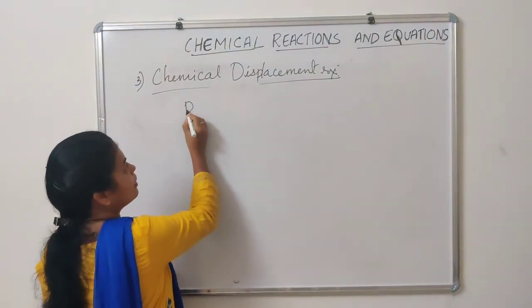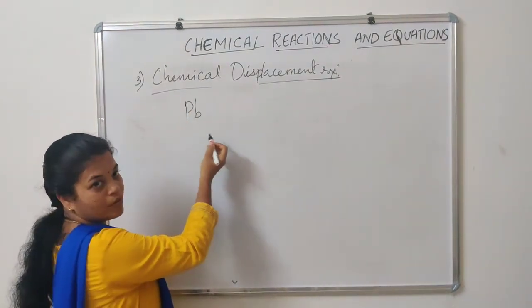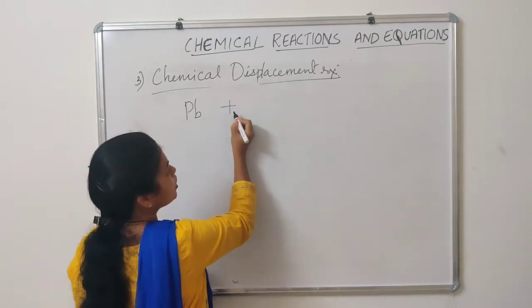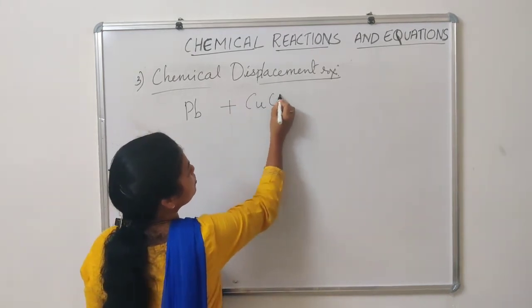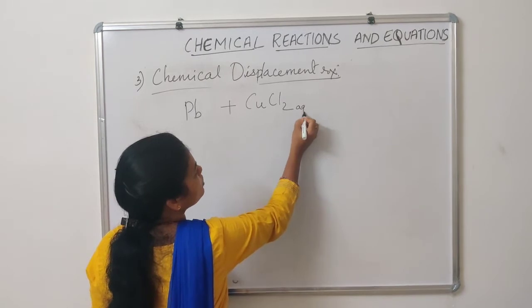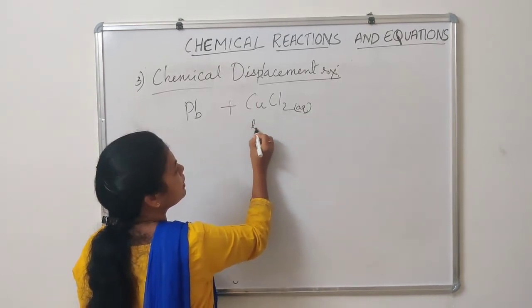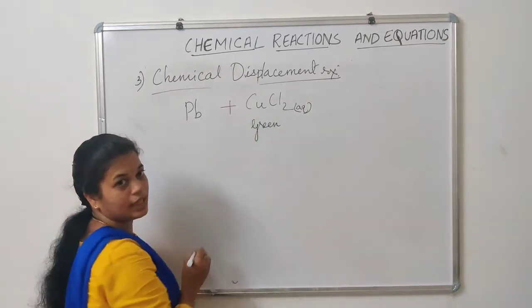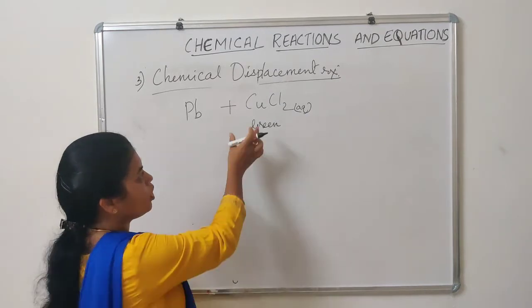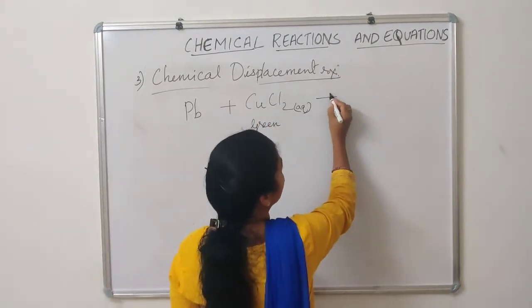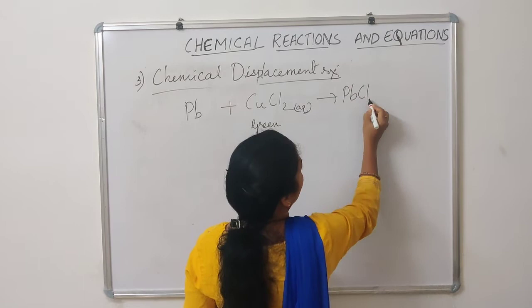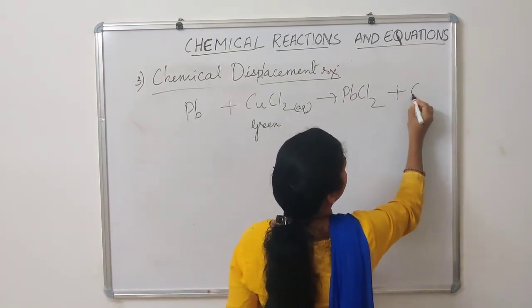Lead. Lead is plumbum. The Latin name of lead is plumbum. Lead plus copper chloride, CuCl2, in the aqueous form, you will take it. This is green in color, just like distemper green. Light green in color, copper chloride solution. Then you will get lead chloride plus copper gets separated out.